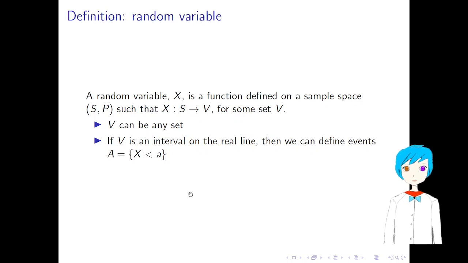A random variable is a function defined on a sample space, such that X is a function from the sample space S to a set V. V can be any set. It does not need to be the positive real numbers. But specifically, if V is an interval on the real line, then we can define events A to be all samples in S such that X is smaller than a.